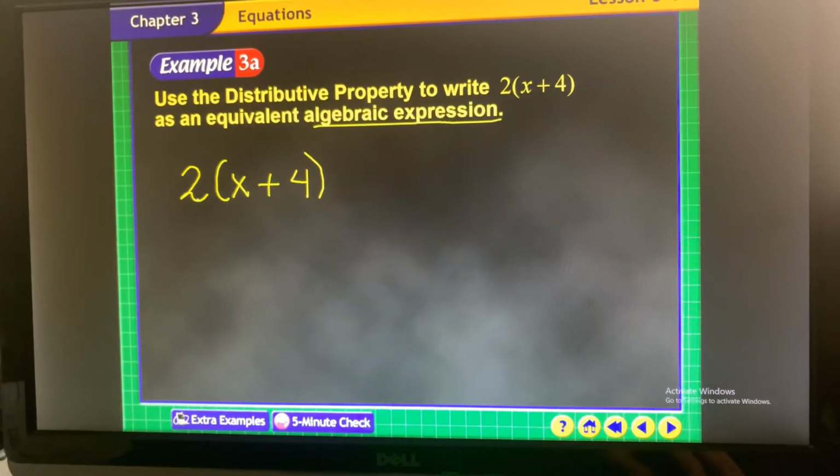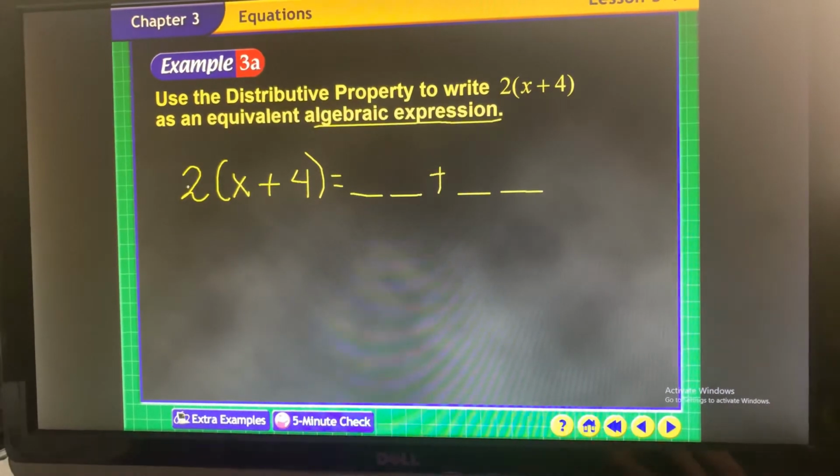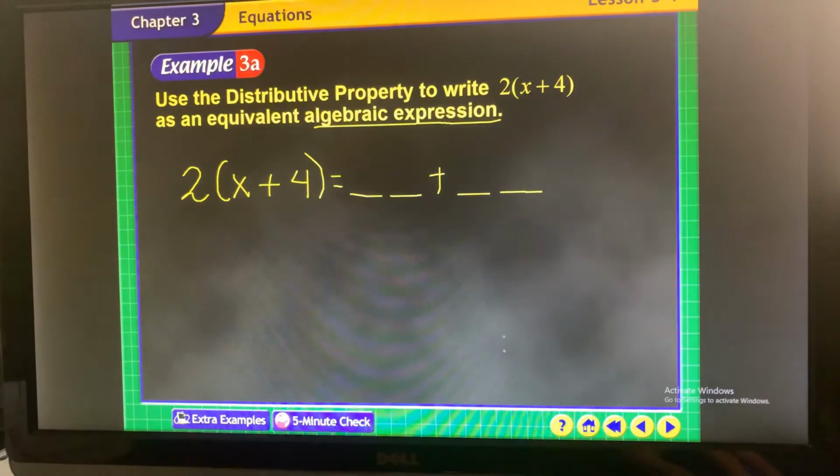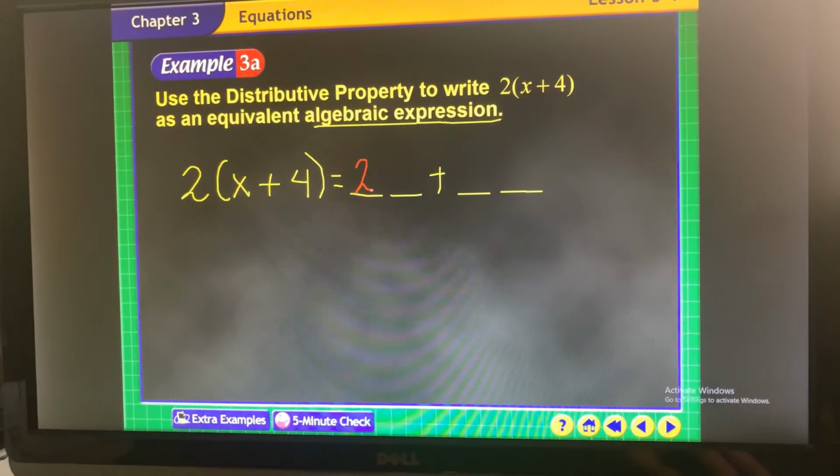It says 2 times the quantity of x plus 4. As soon as you hear times the quantity, you know we're dealing with the distributive property. So I said, remember, the best way to not make a mistake with this is you make 2 lines for every one thing inside. So I have 2 things inside. So I'm going to make 4 lines. Who's the leader is the 2, is being distributed.